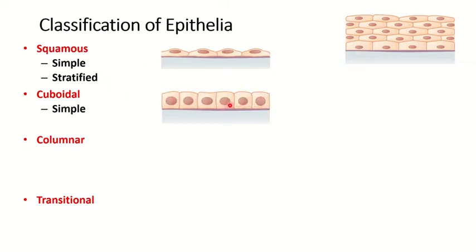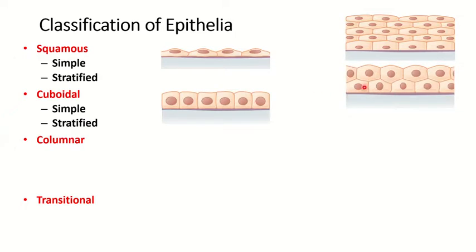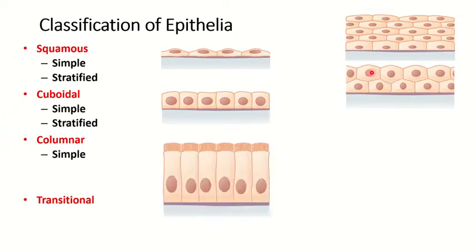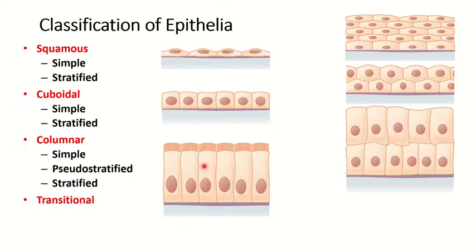Cuboidal, square shape, one layer, that's called simple. If it's multiple layers, that is called stratified. Columnar, so tall, and it has one layer, that's called simple. Pseudostratified looks like multiple layers, but it's still one layer, and stratified is more than one layer.